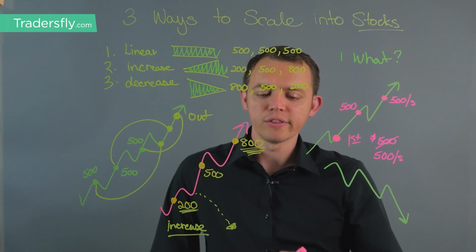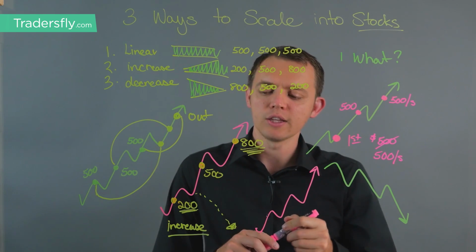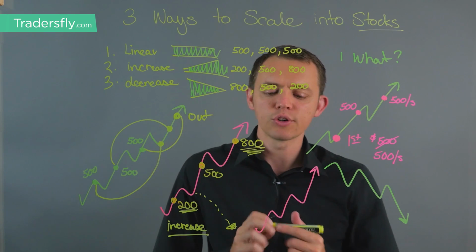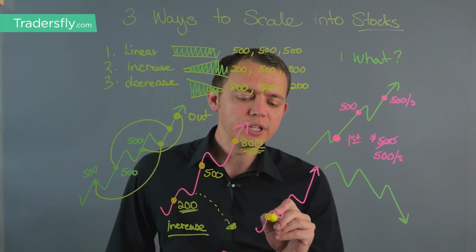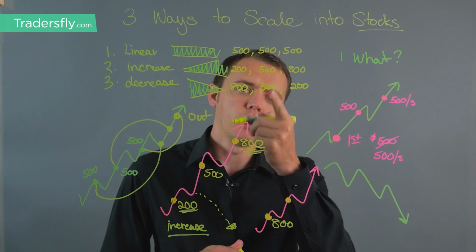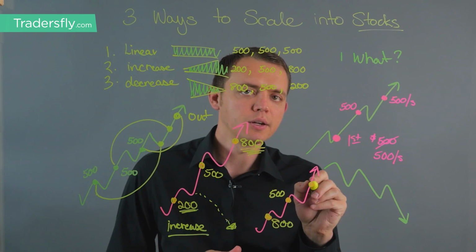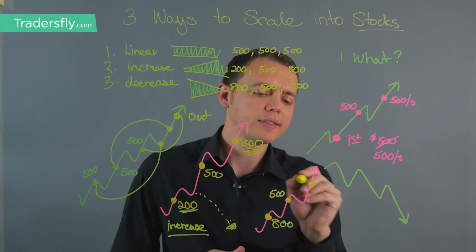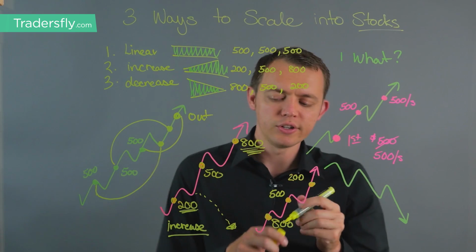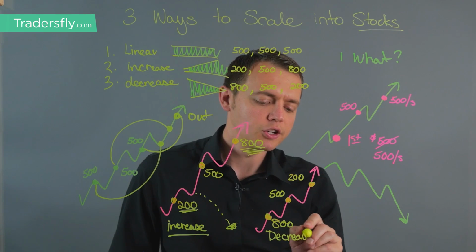Let me share with you the third variation here. If we now take a look at our decreasing approach, I could go really big at the beginning, let's say 800 shares. Then I might go 500 shares next, and then a little bit less, 200 at the end. So this is another approach, where you're decreasing your share amount.